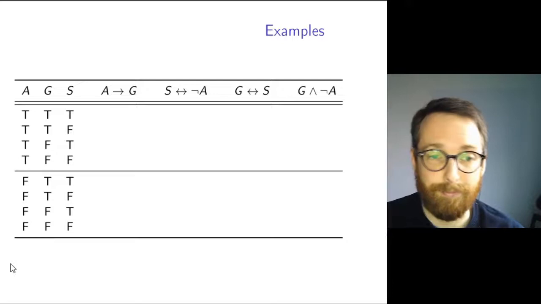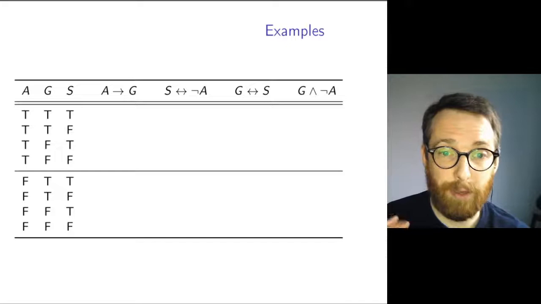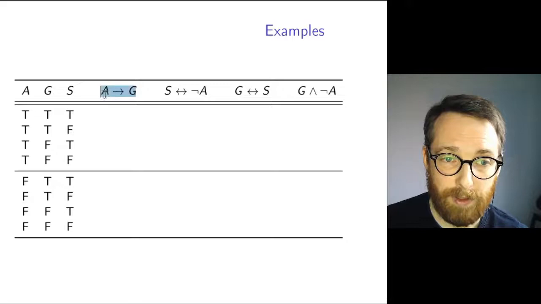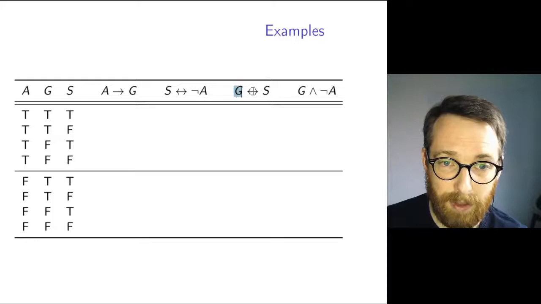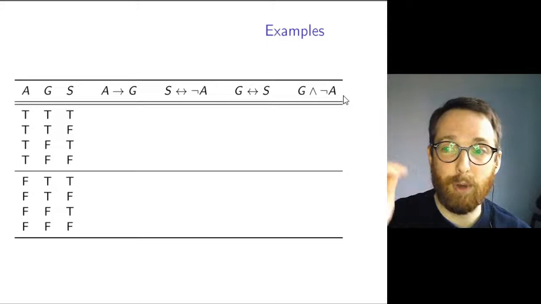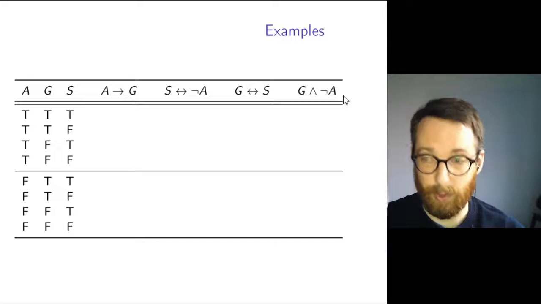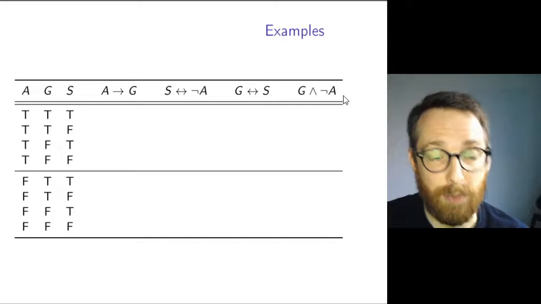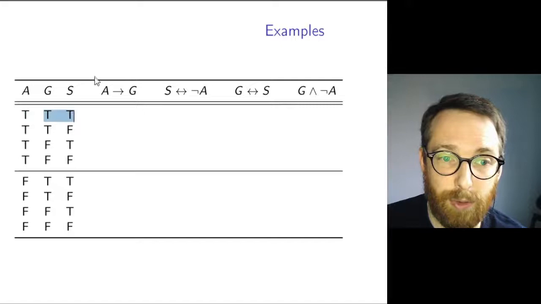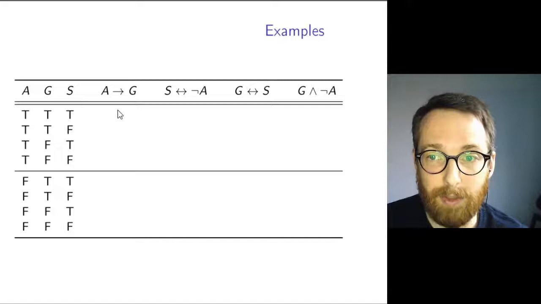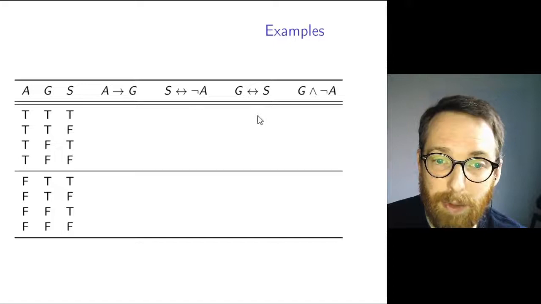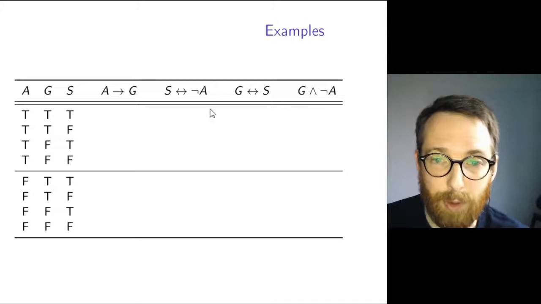Okay, so now we are going to fill out the columns of this truth table. We're going to get one column for this sentence, one column for this sentence, one column for this sentence here, and one column for the conclusion. Each column is going to tell us, on each of those 8 rows of the truth table, whether the sentence in question is true or false on that row. That is, row 1 is telling us, okay, imagine that A is true, G is true, S is true. Well then, is A arrow G true? Then we're going to have a T or an F here telling us about that. Is S double arrow not A true? Is G double arrow S true? Is G and not A true? Or are they false?